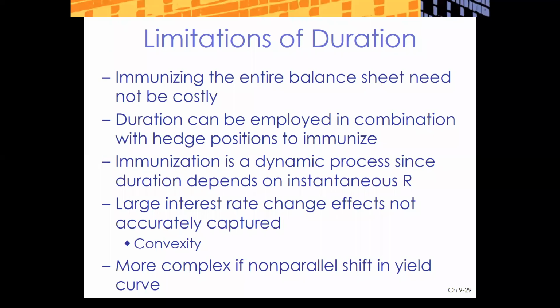So immunizing the entire balance sheet need not be costly actually, and duration can be employed in combination with the hedge position to immunize it. So immunization is a dynamic process since the duration depends on instantaneous R, and R is representing the required rate of return, the interest rate. And large interest rate change effects are not accurately captured. So we need to take into consideration the issue like convexity.